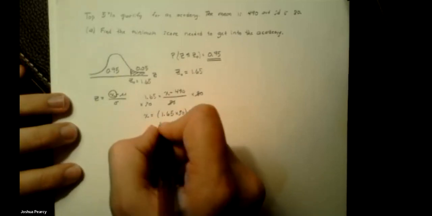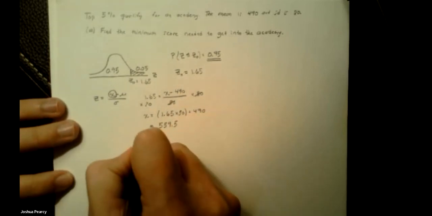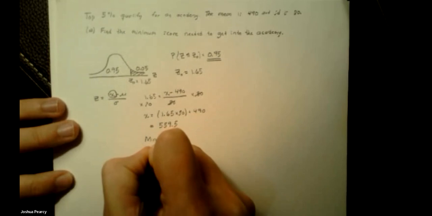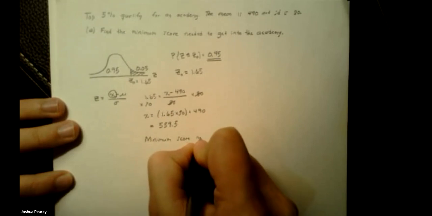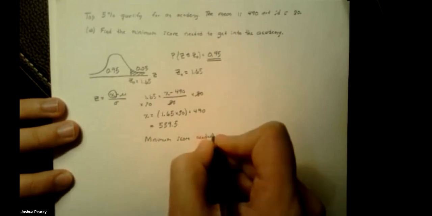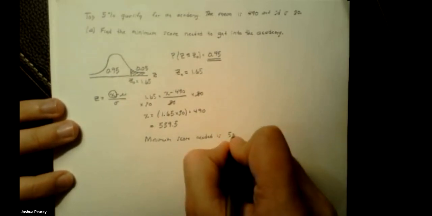Should be like 640. Nope, I'm stupid. 539.5 is what it is. And if I put something like this on the exam, it would say either round to the next whole number or leave as it is. But in most cases, we round to the next whole number. So the minimum score needed is 5. So 39.5, that rounds up to 40. So 540.